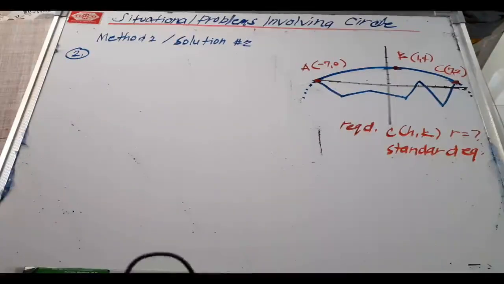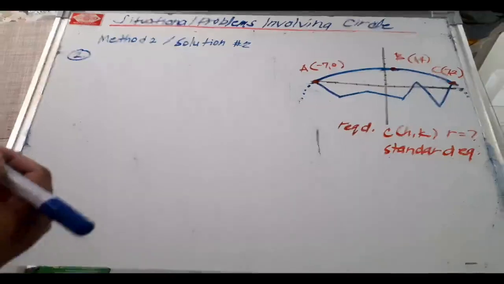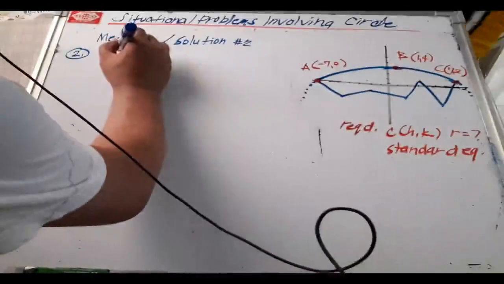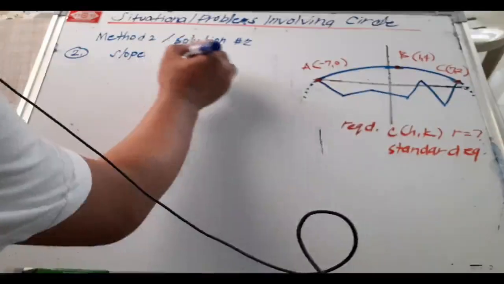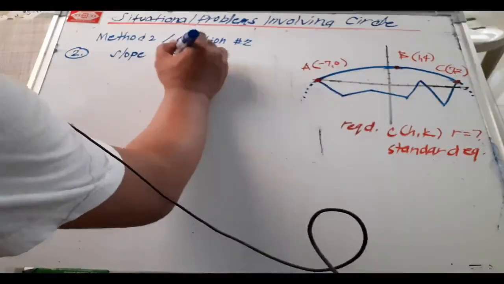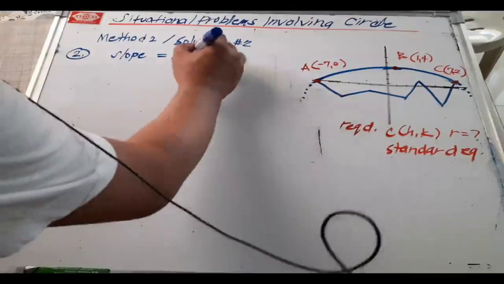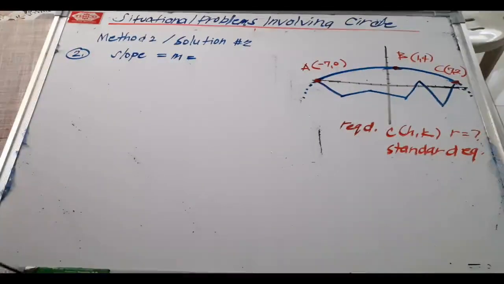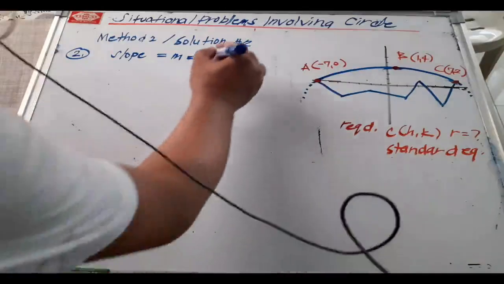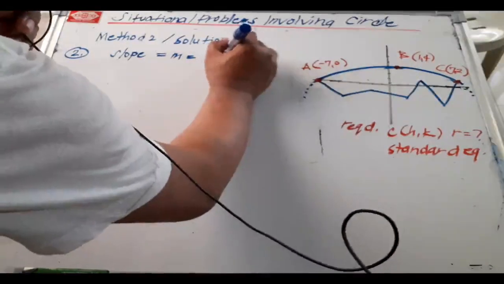Sakto. Doon. So, that is about midpoint. Okay, yung ikalawang concept na kailangan natin para ma-solve yung problem na to using this method or method number 2 ay yung slope. Ang notation ginagamit sa slope is small letter m. At ang definition of slope is the ratio of the rise over run of a line. So that is rise over run.